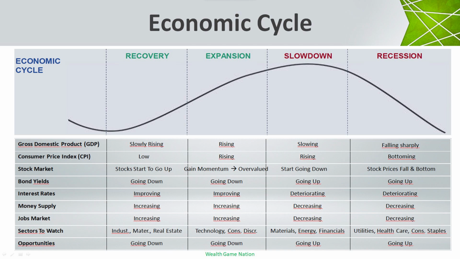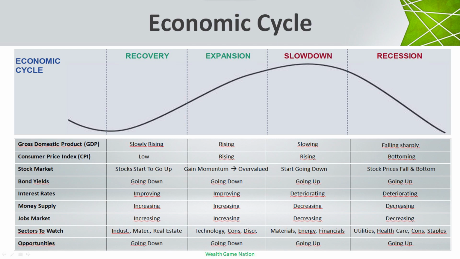Then we get to the expansion phase. In this phase of the economic cycle, the gross domestic product is still rising. Inflation starts to rise as well. The stock market gains momentum and eventually gets into overvalued territory. Bond yields are still going down. Interest rates are also still going down because the Fed is asleep at the wheel.